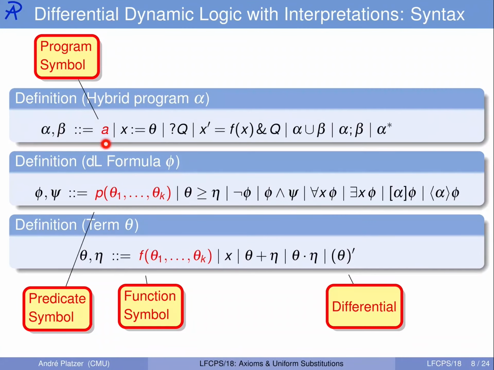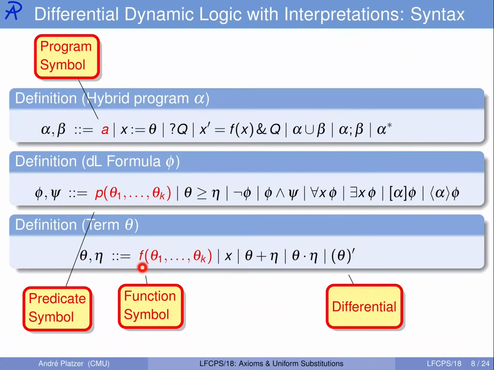But we add in program symbols, so a program A about which we don't know a whole lot, except that its effect depends on the interpretation. Into the formulas of differential dynamic logic we throw in predicate symbols, P of a list of arguments, theta 1 through theta k, where, again, the truth of P depends on the interpretation of the predicate symbol P.